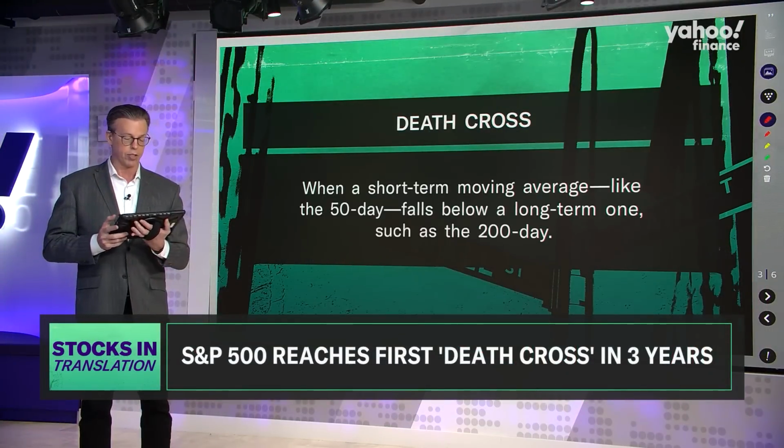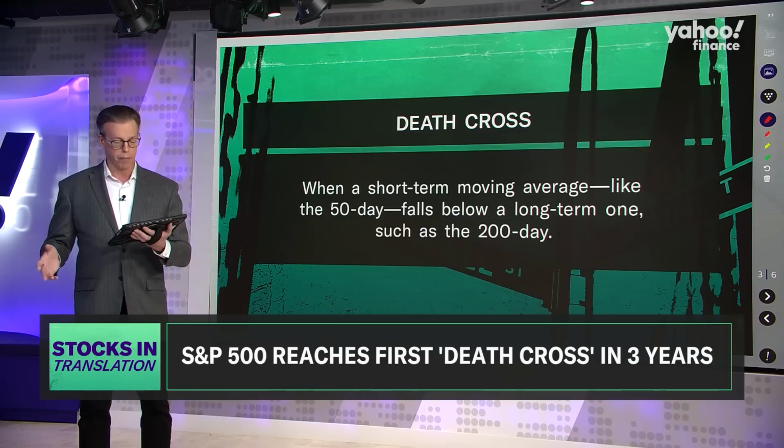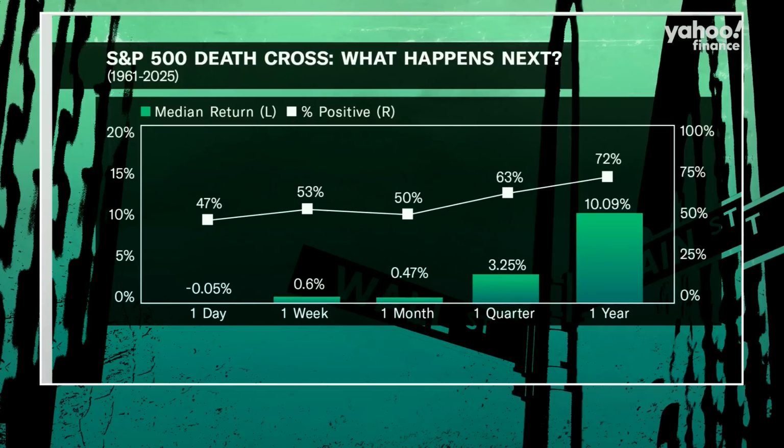Now we can move on to the actual death cross. This is when a short-term moving average, like the 50-day, falls below a longer-term one, such as a 200-day. And I'll show an example later on, but I first want to run through some of the statistics here.